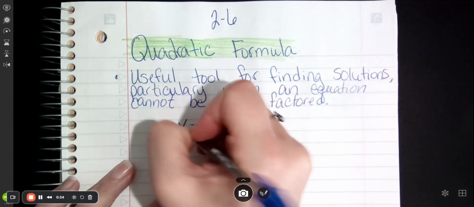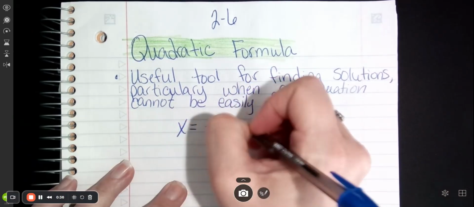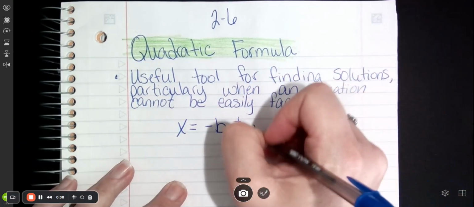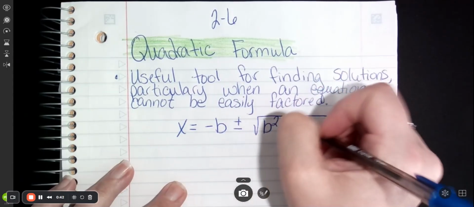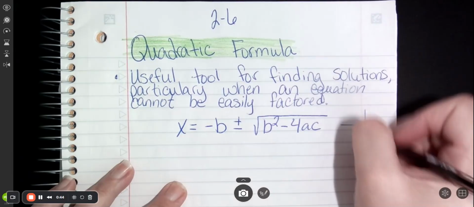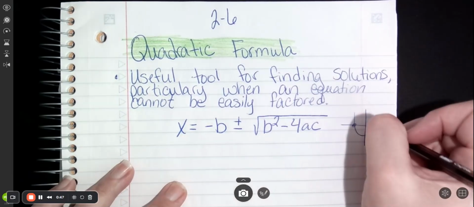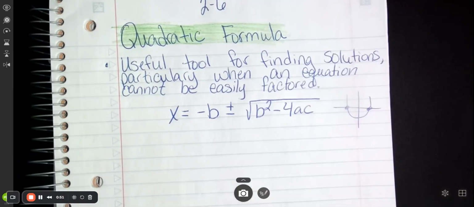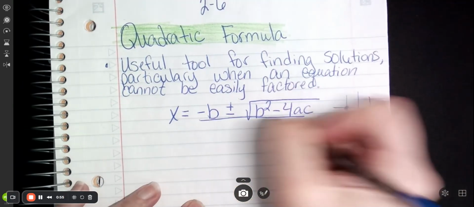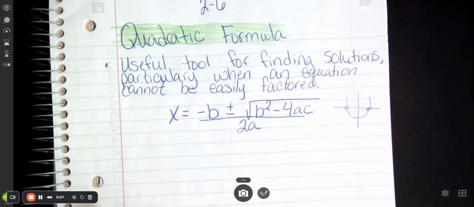Here it is. x equals negative b plus or minus. The plus or minus is just telling us that we have two answers, which we know because we're looking for the solutions, and parabolas touch our x-intercepts twice, sometimes once, but we're looking for those two solutions there. And then 2 over 2a.